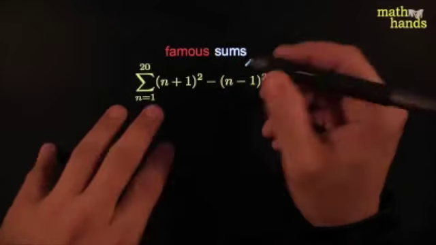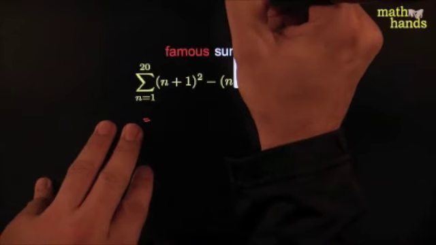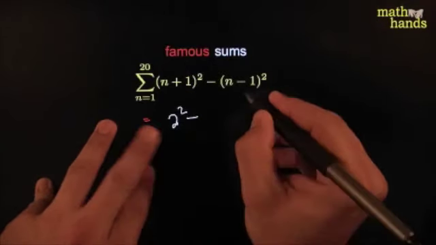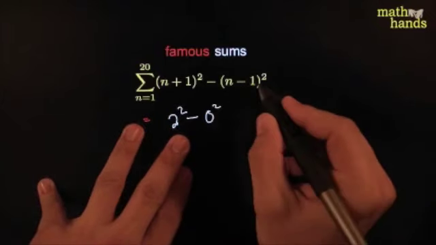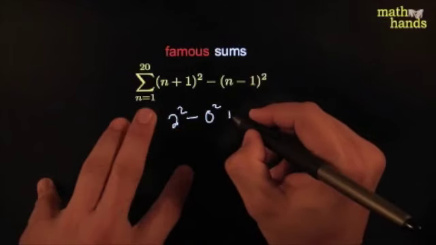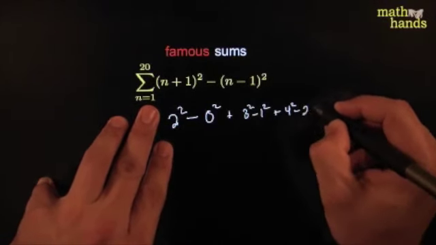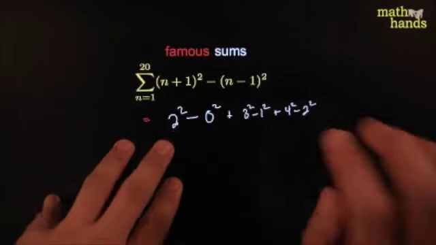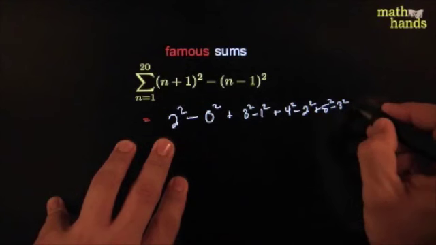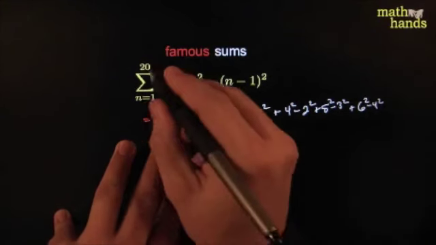The patterns are not always the same. Sometimes they look a little different. Let's do this one. This one's instructive. For n is equal to 1, I get 2 squared minus 0 squared. Okay? For n is equal to 2, I get 3 squared minus 1 squared. Then I get 4 squared minus 2 squared. See, the difference here is they're shifted by 2. Shifted by 2. 5 squared minus 3 squared plus 6 squared minus 4 squared. They're shifted by 2. And what that's going to do, I'll write the last few ones.